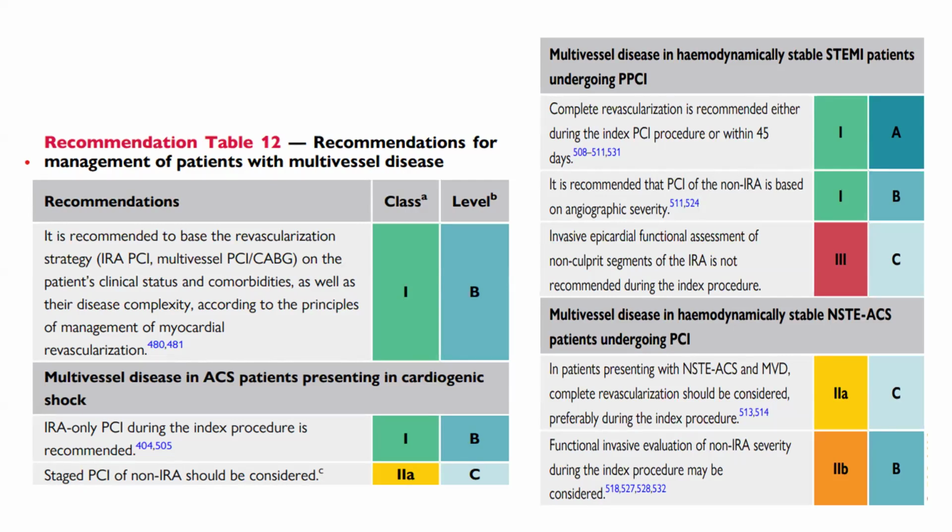And for non-ST elevation acute coronary syndrome with multivessel disease, hemodynamically stable, complete revascularization should be considered, preferably during the index procedure. It's a 2A. Functional invasive evaluation of non-infarct-related severity during the index procedure may be considered, which is a 2B.